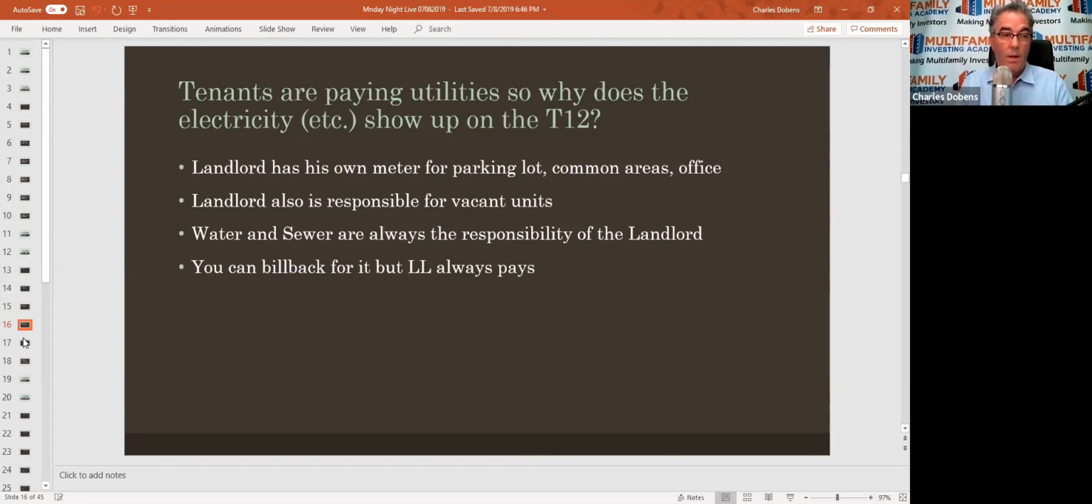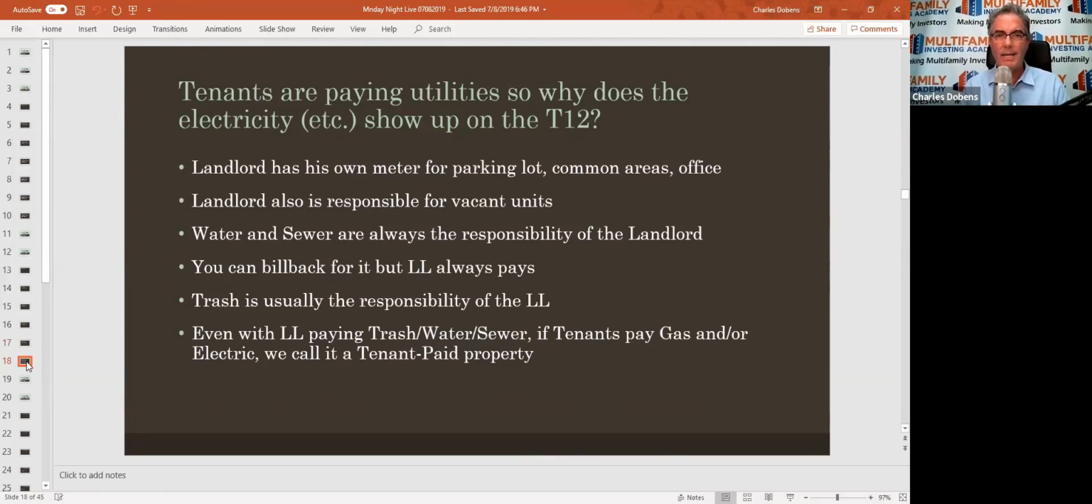Now, jump ahead here. The other thing too is that the trash is always or usually the responsibility of the landlord as well. Now, you can get creative with the billing and charge back for some of the stuff. But if you look at Class A property, what you see is that the water and sewer and the trash are paid for by the landlord, and everything else is paid for by the tenants.